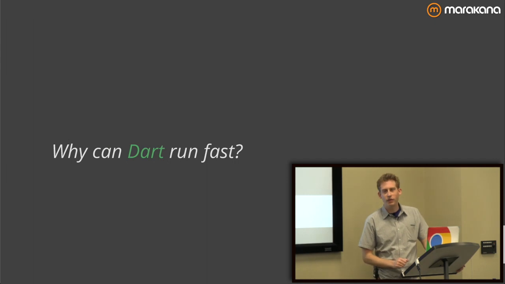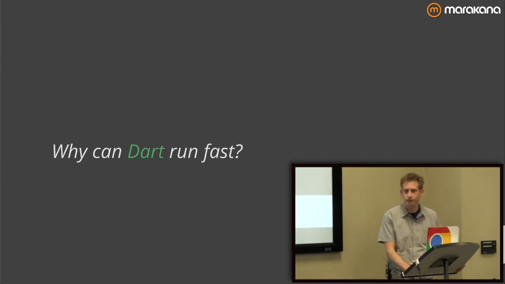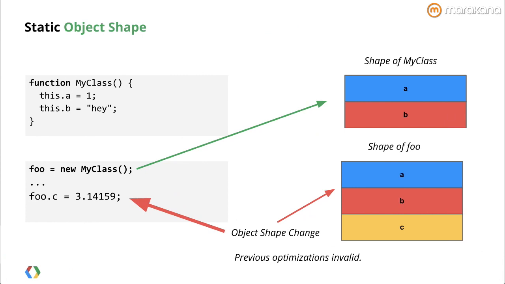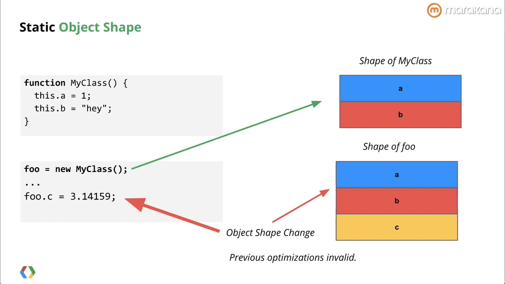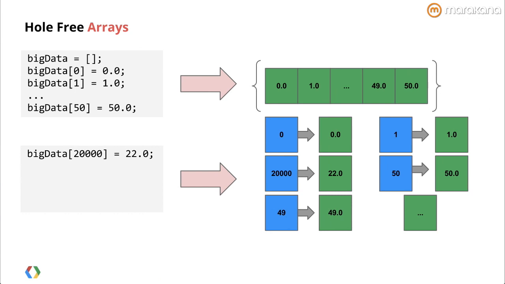So before I get to SIMD, let's talk about why Dart can run fast. In Dart, every object has a static shape. In JavaScript, you can do something like the code up on the screen there, where you have your constructor for my class, and it adds the fields A and B. And then someone goes and constructs it, and then they just add another property to it. You've completely invalidated all of the optimization assumptions around instances of my class. In Dart, that's not possible. Again, Dart is designed to be less permissive, guiding you to having more optimized code.